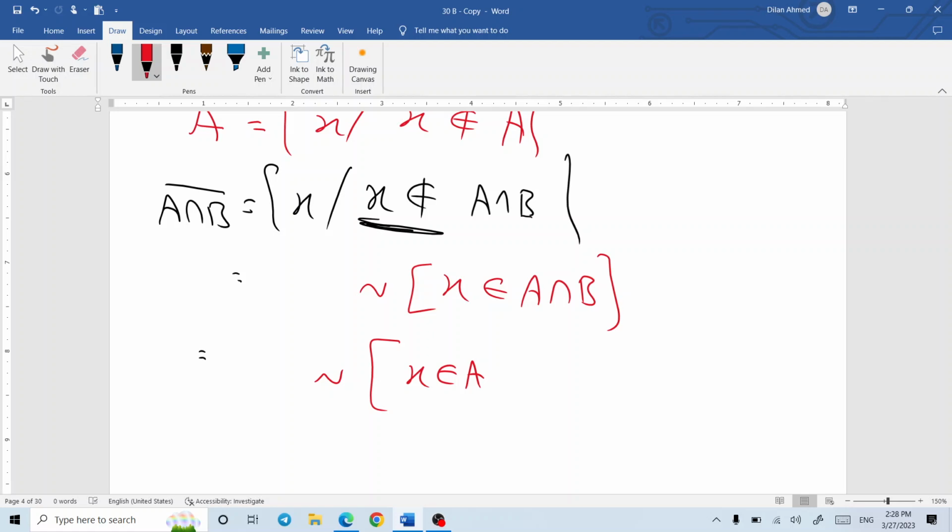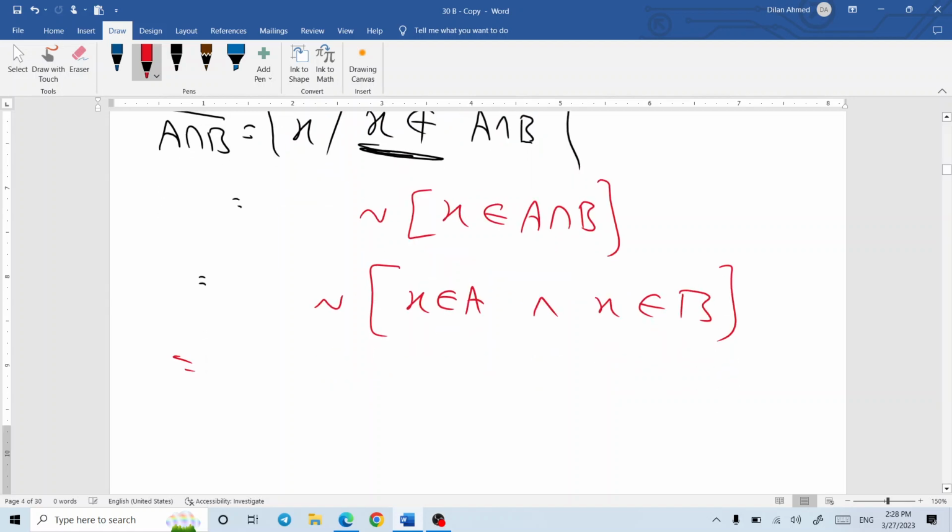So and X belongs to B. Am I right? Now distribute. Now is De Morgan's time. Distribute the negation. I will get X does not belong to A or X does not belong to B. I use the De Morgan's rule.